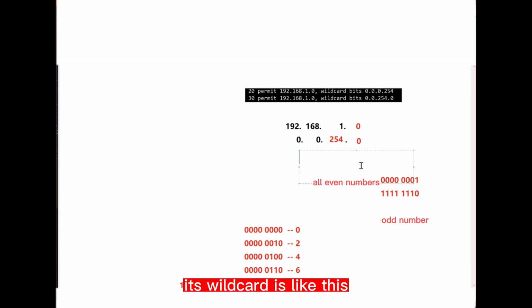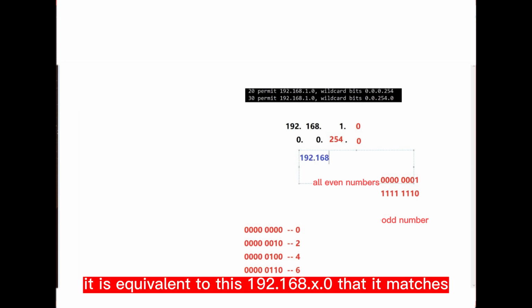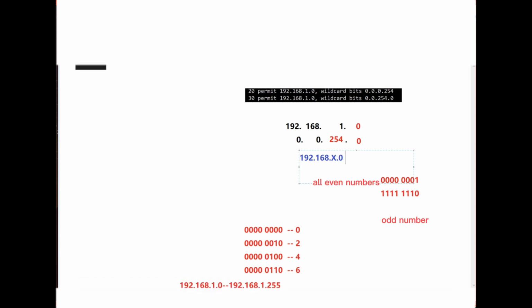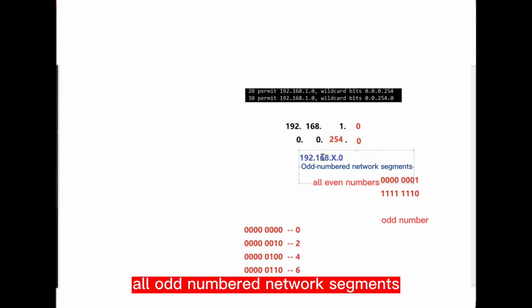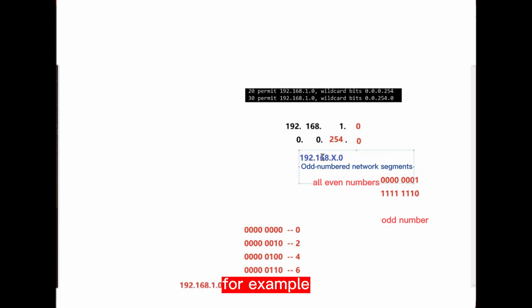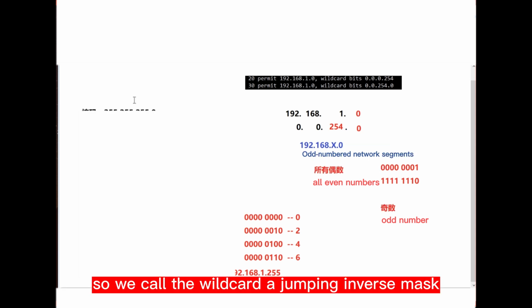192.168.1.0. Its wildcard is equivalent to 192.168.x.0, where x is any number. That is, it matches all odd-numbered network segments. For example, 192.168.1.0, 3.0, 5.0, 7.0, etc. So we call the wildcard a jumping inverse mask.